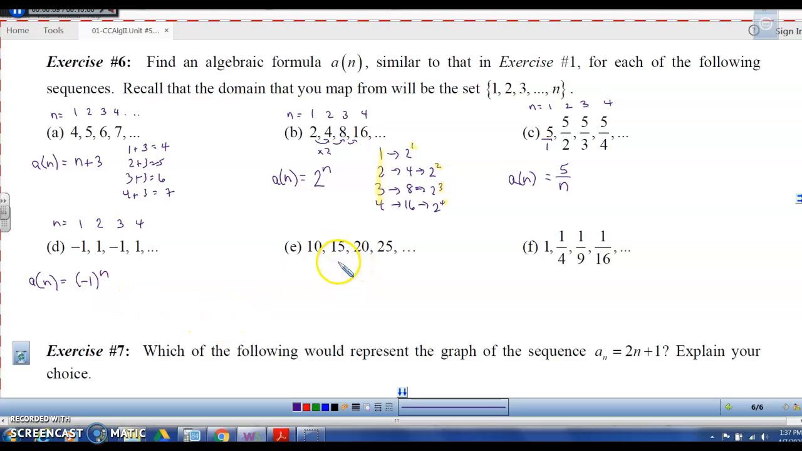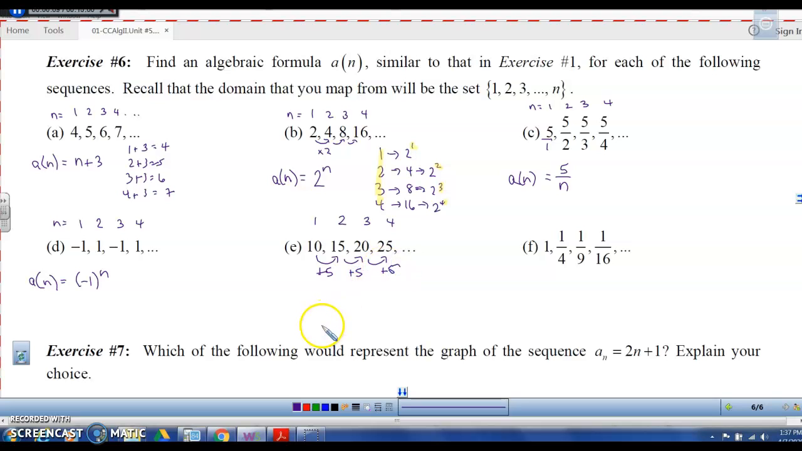Okay, let's try letter E. This one's a little bit more complicated. All right, so this one, we go 10, 15, 20, 25. My first term is 10. My second term is 15. My third term is 20. My fourth term is 25. If I go from here to here, and here to here, and here to here, what am I doing every time? I'm adding 5.